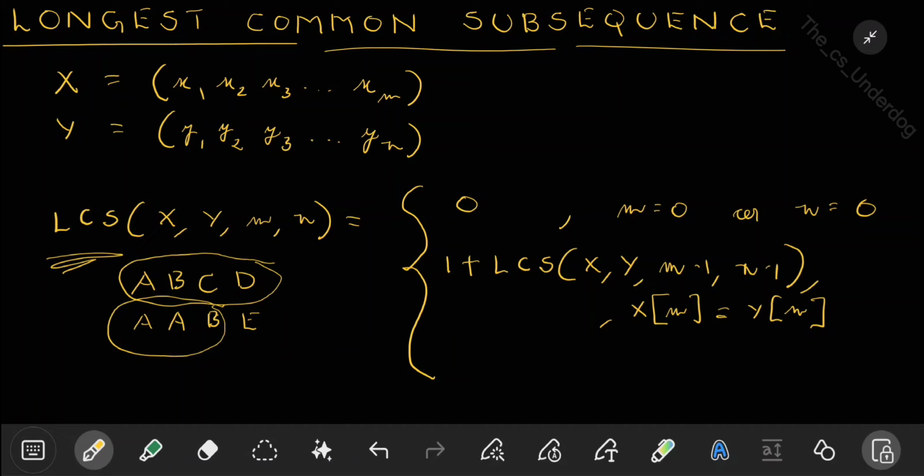Why are you doing this? Because you already know if you take all the letters from both and see the last ones, there is no possibility at all because these two are different. So this is what you are exploring.